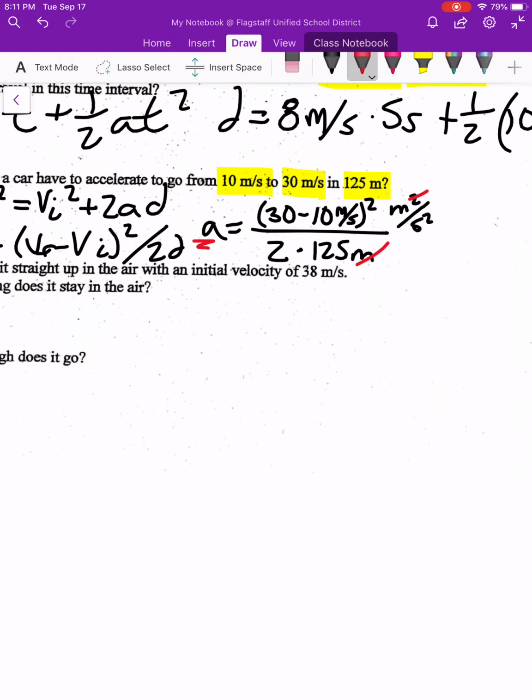So 30 minus 10 is 20 squared. Should be 400. Whoops. 400 divided by 250 looks like it should be about 1.6.